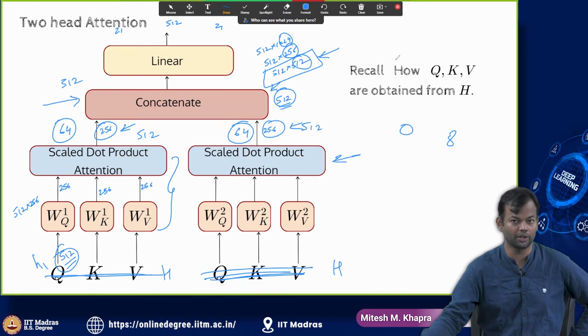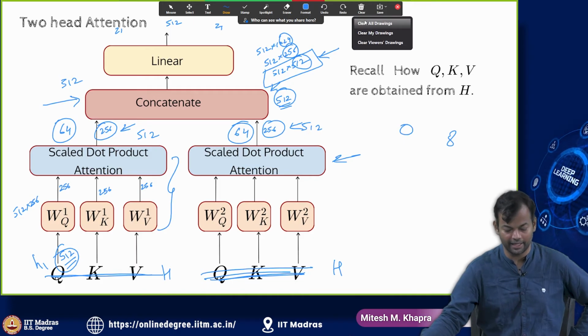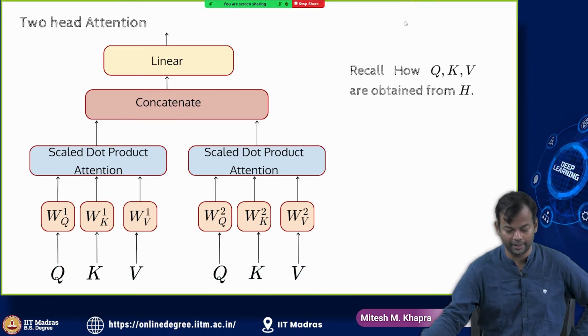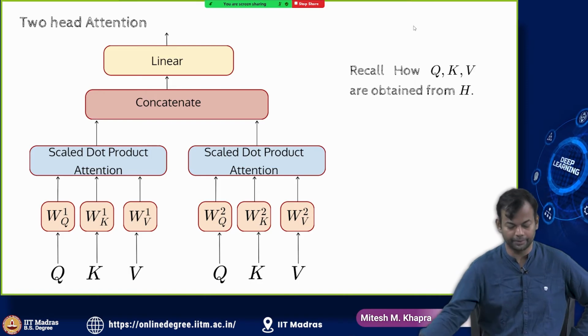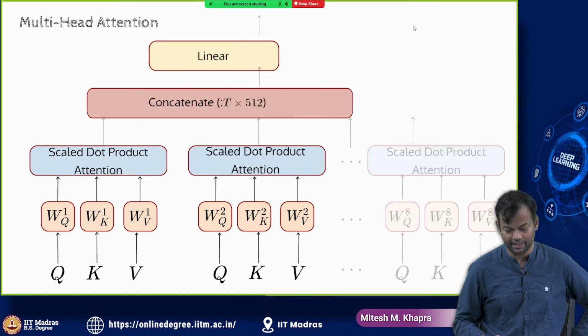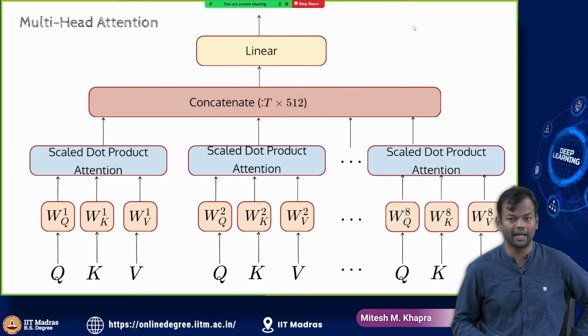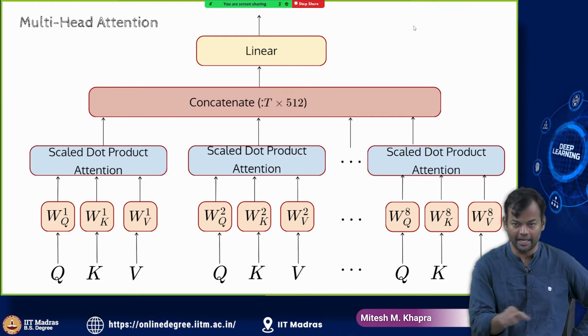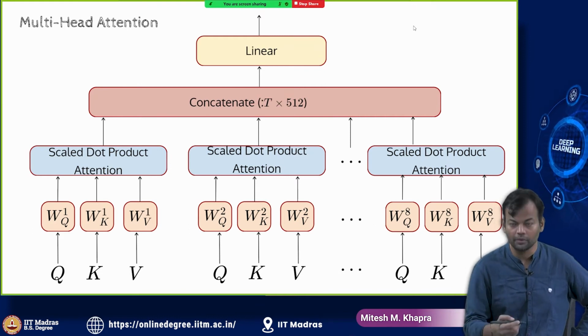So this is what a two-headed attention would look like, and I've already told you how to extend it to multi-heads. You'll just have the same block repeated as many times as you want, and then finally you would just adjust all these transformations, right?